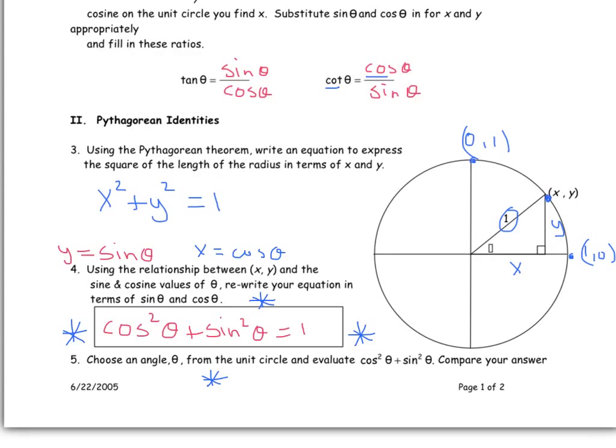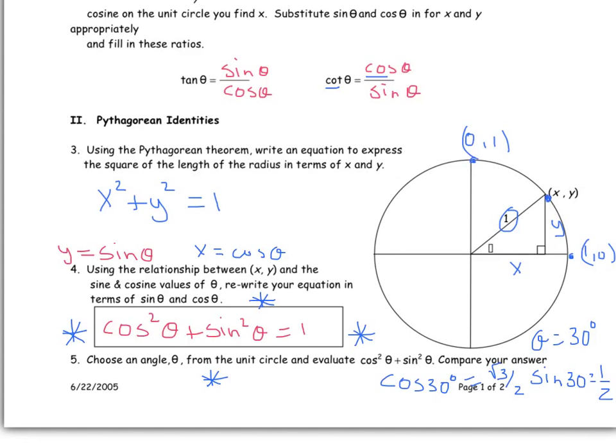So we're going to prove this by choosing any angle from the unit circle, and we're going to plug it in. So let's just say we let theta equal 30 degrees. Okay, so what is the sine of 30? Well, that would be 1/2, right? And what would the cosine of 30 be? Well, either you can draw a triangle or you can use your unit circle. It's going to be root 3 over 2.